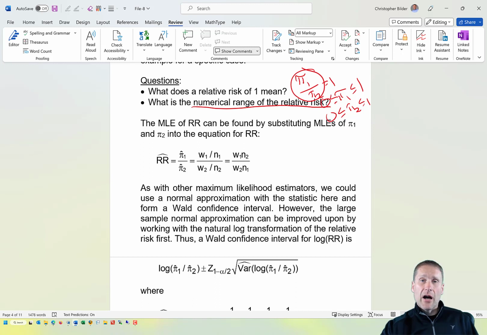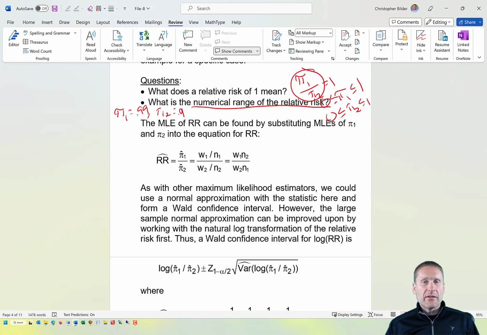And in fact, what that upper bound ends up being, you can see, suppose let's say pi 1 was equal to 0.9, pi 2 is 0.1. We can see my relative risk is 9. Suppose instead pi 1 was 0.99 and pi 2 is 0.01. Now my relative risk is 99, and as you can see, as that numerator gets bigger and bigger, the denominator gets lower and lower. Basically, I'm going up to a very high number, you could say infinity. So the numerical range ends up being between 0 and infinity.